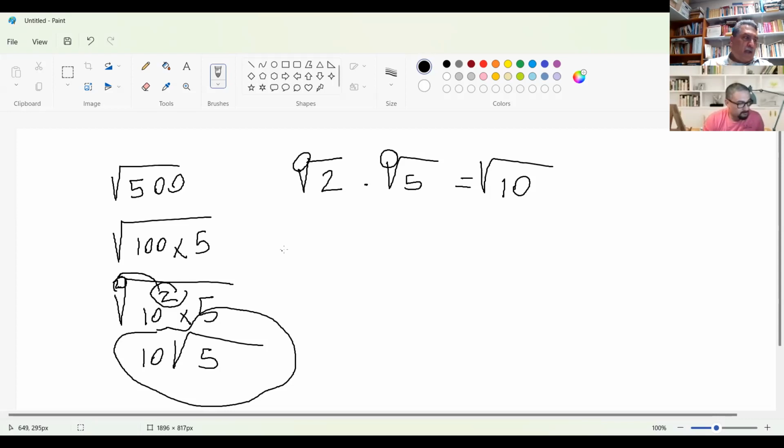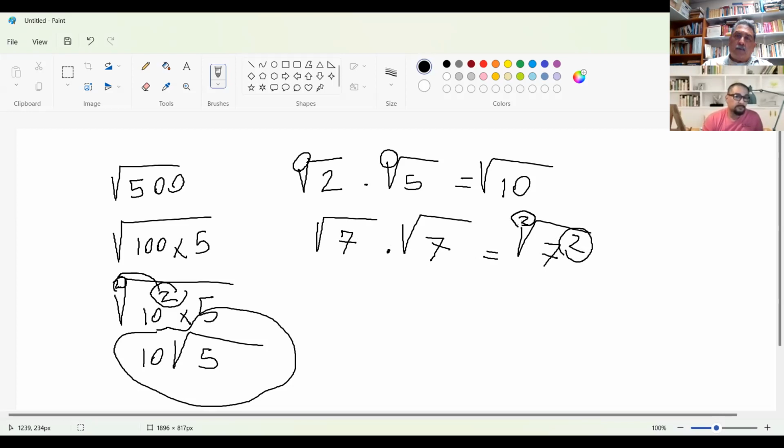Okay. Notice this next one. If I have the square root of 7 times the square root of 7, 7 times 7 is 49, or 7 to the power of 2, right? Now, this 2 here can be divided by the principal root here, and 7 comes out, so the final answer is 7. All right.